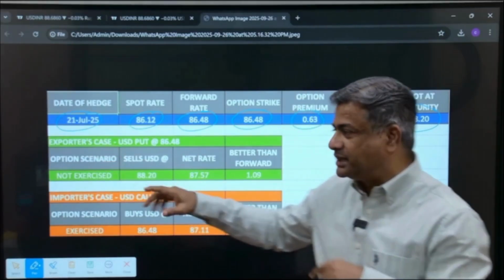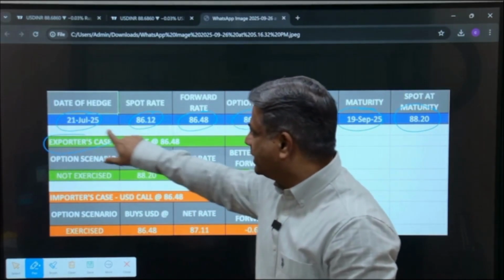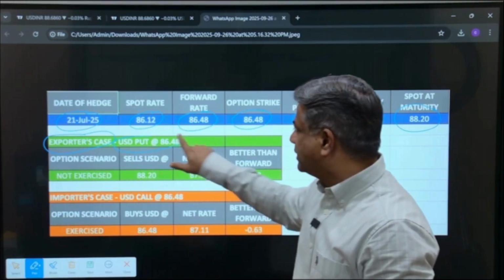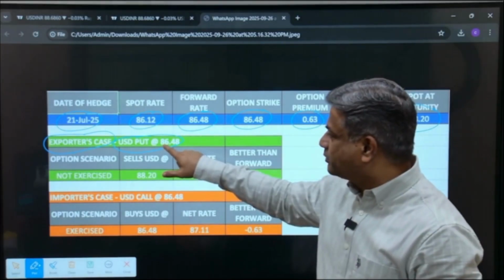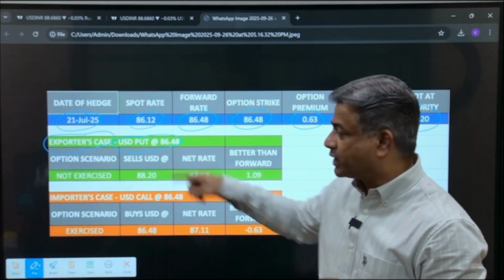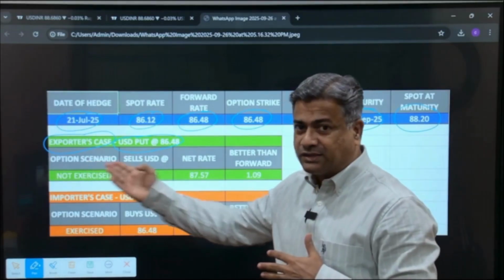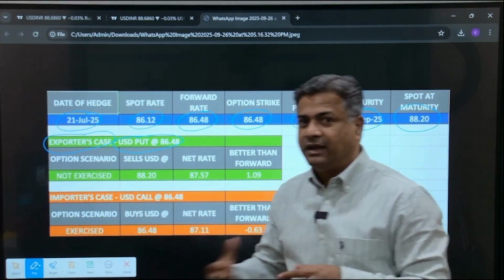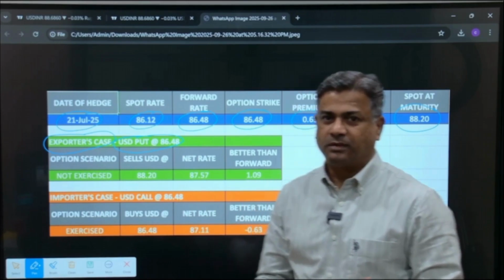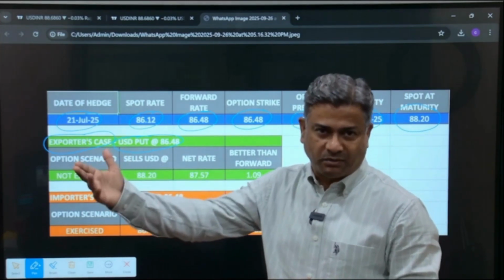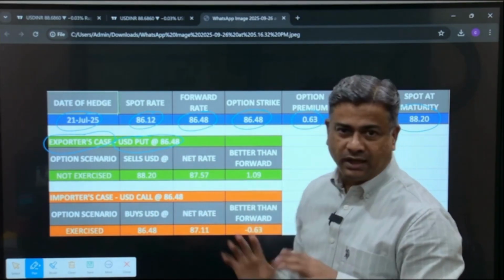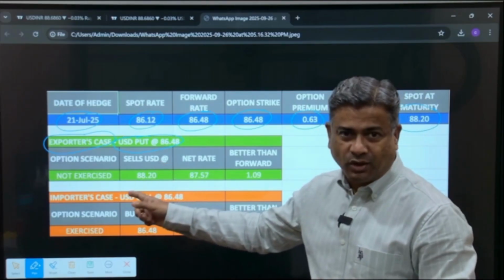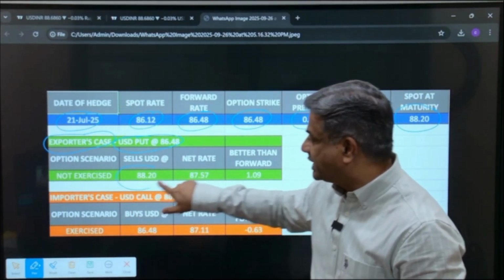Okay, so let's look at the exporter's case first. We are looking at a dollar put. Remember, 86.48 is the strike price. I took a dollar put at 86.48. Now the market has gone to 88.20. I will not exercise my put because I'm getting a much higher rate in the market. So I will ignore that 86.48 put and I will sell dollars at 88.20.